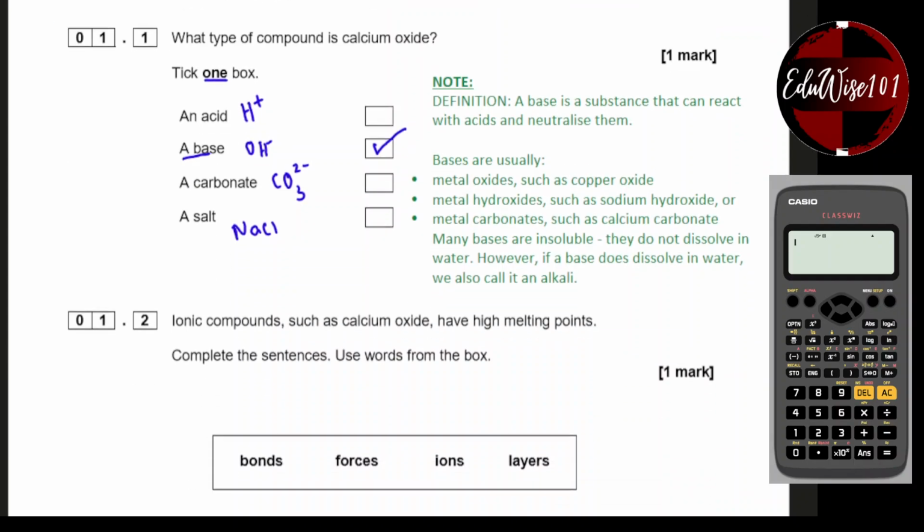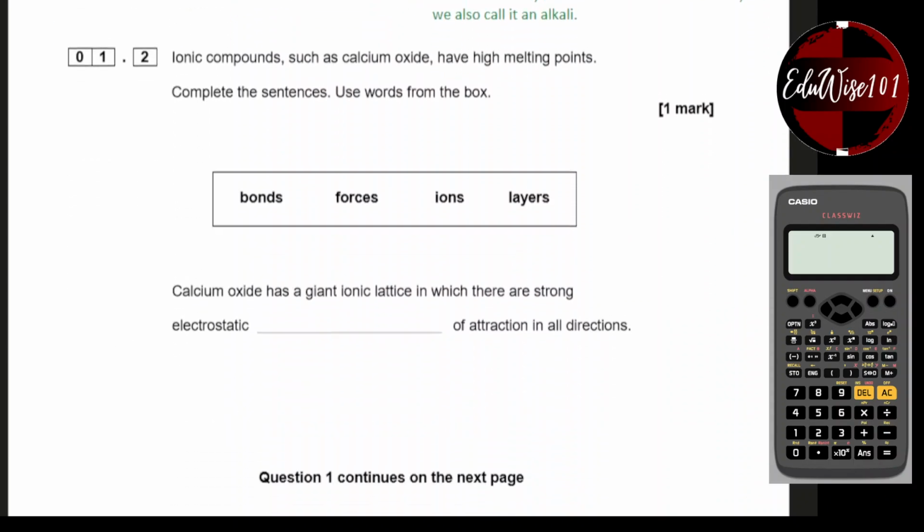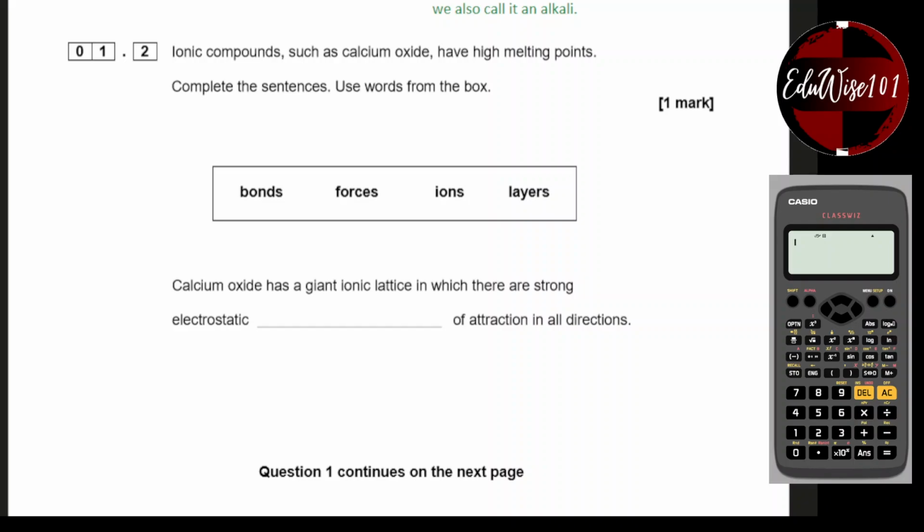Question 1.2. Ionic compounds such as calcium oxide have high melting points. Complete the sentence, use the words from the box. Calcium oxide has a giant ionic lattice in which there are strong electrostatic forces of attraction in all directions.